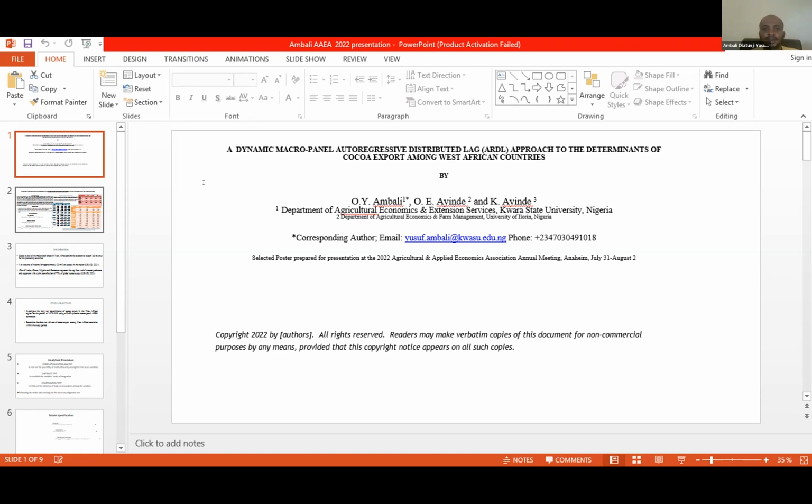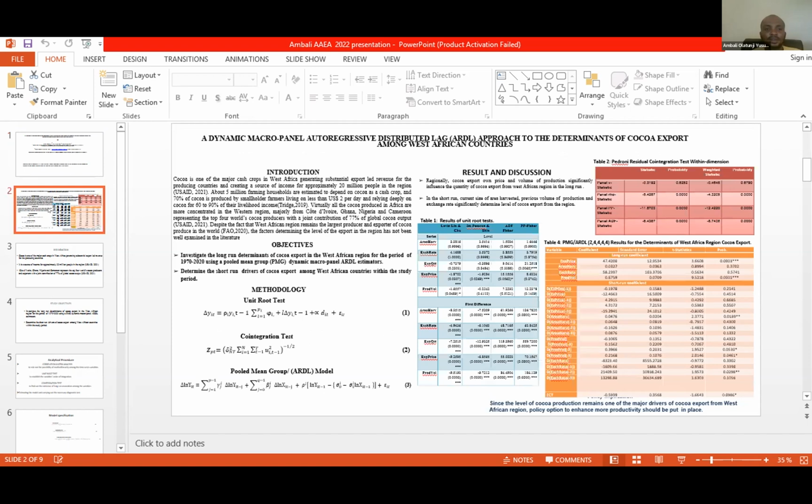As a matter of introduction, I'm presenting on a dynamic macro panel autoregressive distributed lag model to the determinants of cocoa exports among West African countries. Here is my poster, but I have prepared some slides to show a little more about my poster.